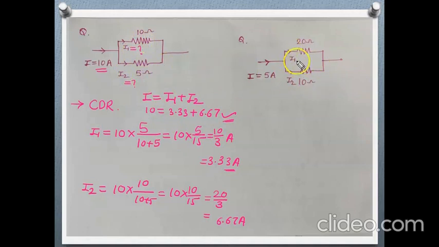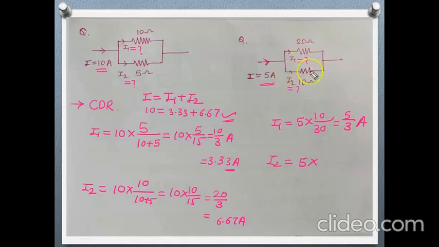A similar example is here. 20 ohm and 10 ohm are connected in parallel and the total current through the circuit is 5 ampere. Here also we are going to find the values of I1 and I2 directly with the shortcut method. Okay. I1 is what? Total current is 5 divided by, opposite of it, is 10 divided by 20 plus 10, 30, is nothing but 5 by 3 ampere. Okay.